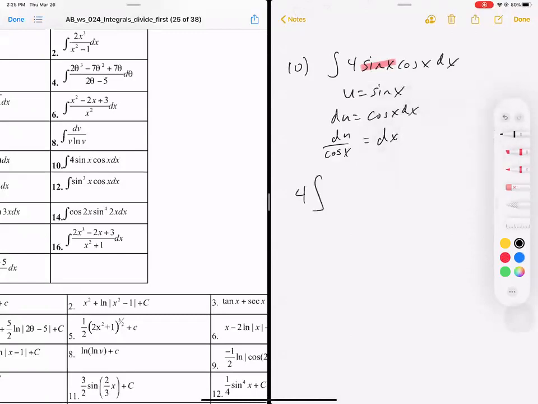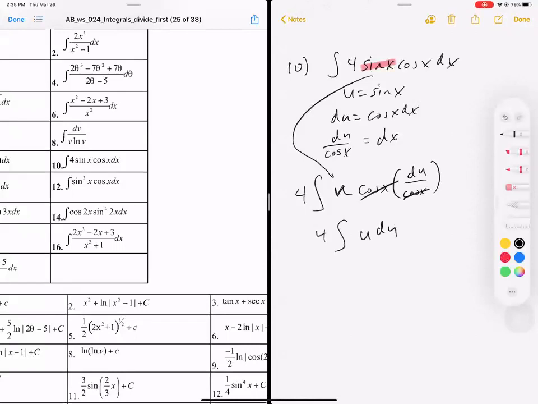I'm gonna take 4 out because that's a constant. Sine we rewrote as, see now that is just the letter u, and then cosine of x, and dx became du over cosine of x. That nicely divides out to 4 integral of u du.